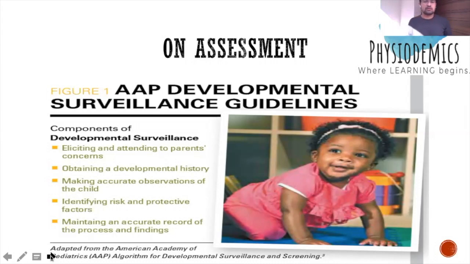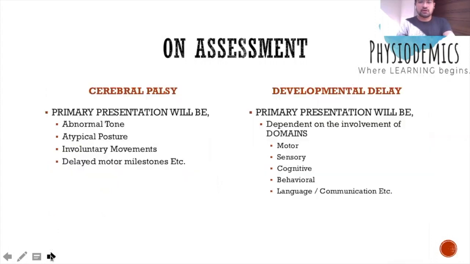So that is a very good strategy to do surveillance at home, identifying the risk and protective factors. That's why the high risk clinics are being operated, and maintaining an accurate record of process and findings is also very important. Now, on presentation, how are they going to be?